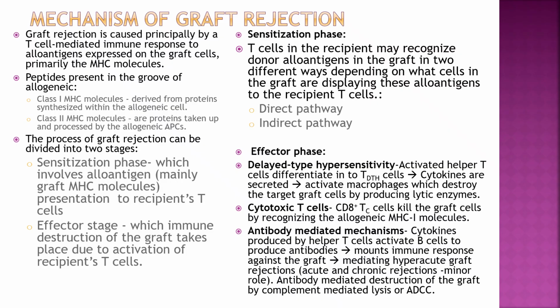Antibody mediated mechanism: cytokines produced by T helper cells activate B cells to produce antibodies, which mount an immune response against the graft, mediating hyperacute graft rejection. In acute and chronic rejections they play a minor role. Antibody mediated destruction of the graft occurs by complement mediated lysis or ADCC.